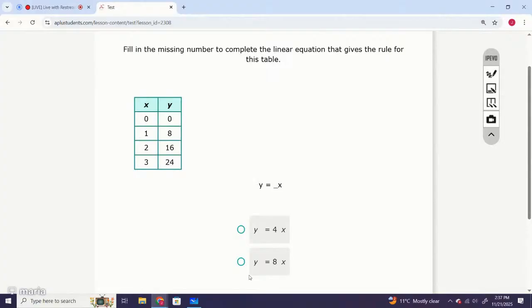Fill in the missing number to complete the linear equation that gives the rule for this table. So, which is the correct option? y equals 8x. Option number two is the correct option.